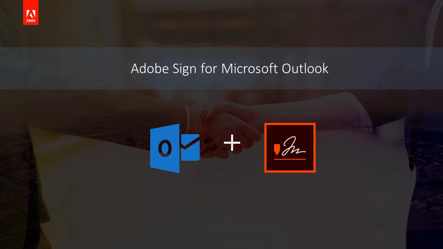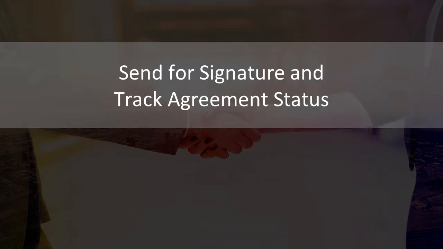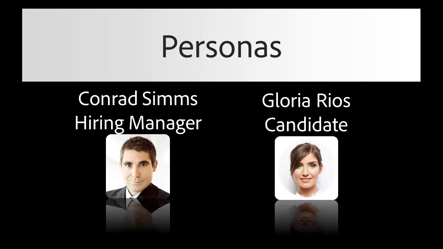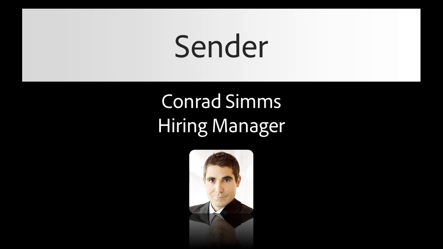Second, fill and sign. I will use the example of an employee being asked to fill and sign an NDA document. Let's start with the Send for Signature and Track Agreement Status functionality. We'll be working with two personas, Conrad Sims, the sender, and Gloria Rios, the signer. Let's start from the perspective of Conrad, the hiring manager who needs to make an offer to Gloria, the prospective hire.